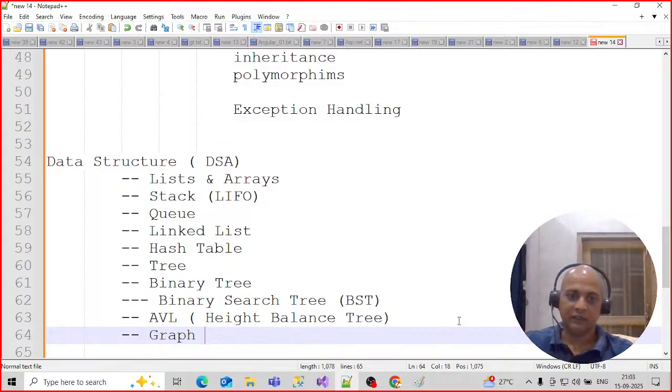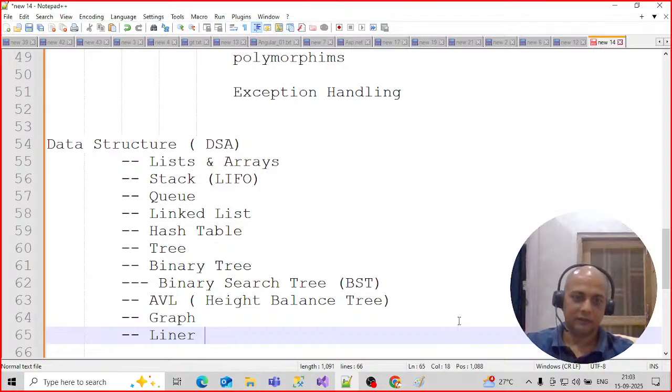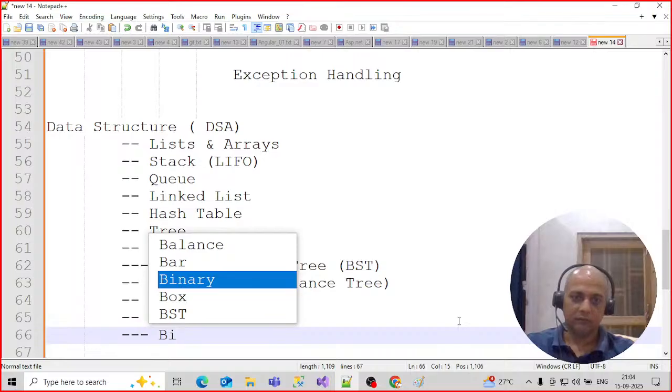Then you have linear search. Linear search, you remember, like you have a reel where you have songs, song 1, song 2, song 3, and you need to listen to any song. So you will have to forward past the previous songs. Yes, this one is linear search. Then we have binary search.